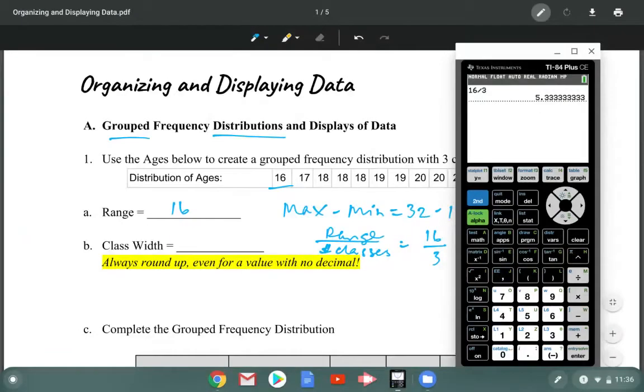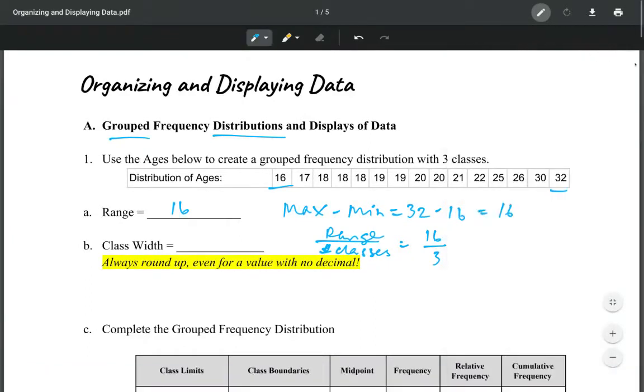Even if it was 5.0, I would still round it up to 6. So we always round these up. As I round this one up, it gives me a class width of 6. So as always, round up, even for no decimal. For example, if you did your range divided by the number of classes and you ended up with, say, the number 7, I would still round this up, and my width would be the next whole number, which in this case would be 8. Okay, so that's just an example there.